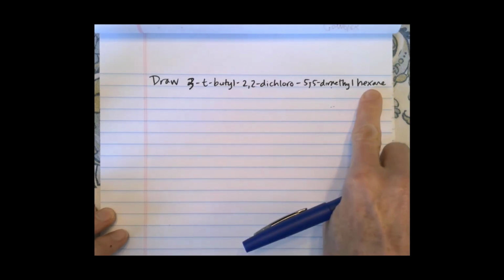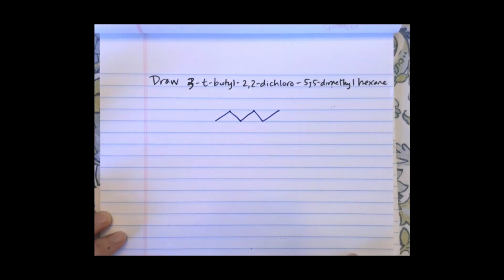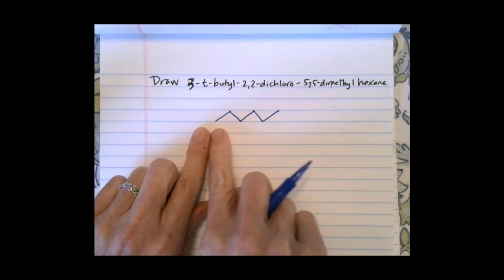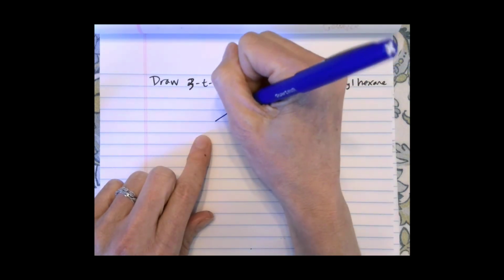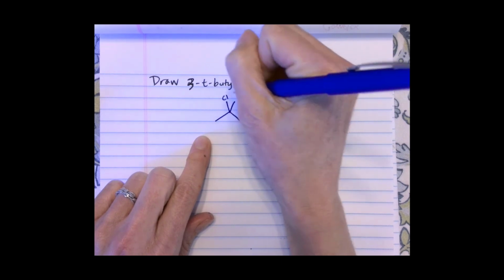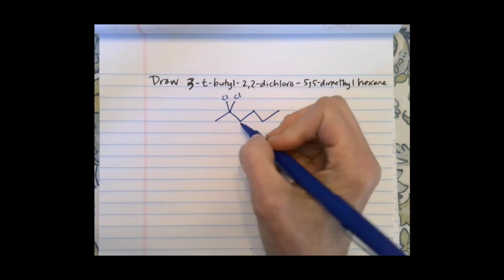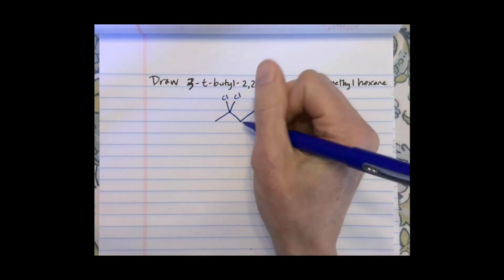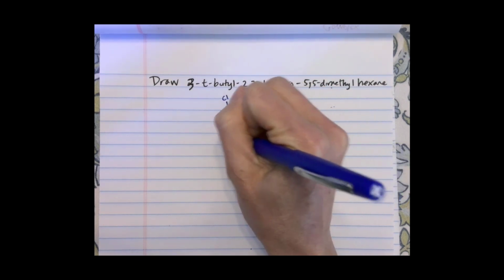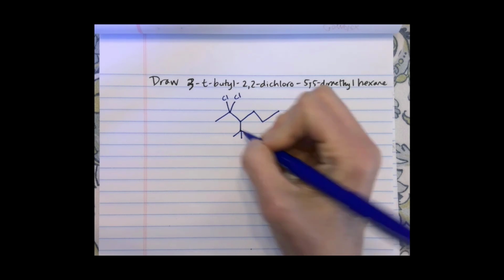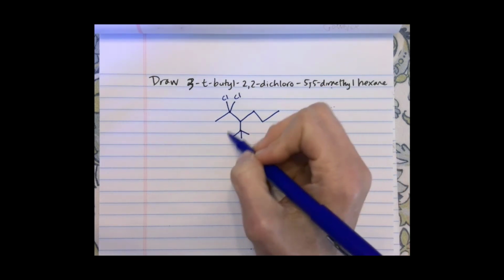Okay, we have hexane molecule, so we need 6 carbons in a line. And then I'll just work from left to right, starting with the second carbon. That's where we first see substituents. We're going to have 2 chlorines coming off of the second carbon of the chain. And then now off the third carbon we have a tert butyl group. That is the one where you have 4 carbons and 3 carbons are all coming off of that 1 carbon that's connected to the chain.